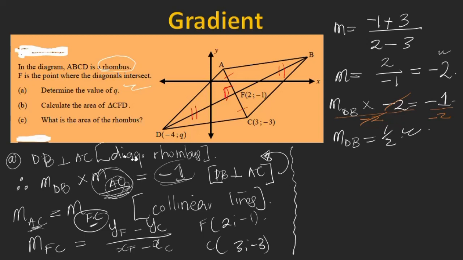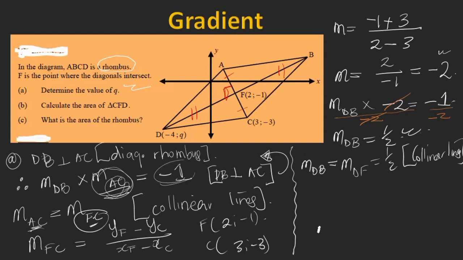Right. And what do I know? I know that dF and dB are on the same line. What do we call those things? Collinear. Right. So if dF and dB are collinear, then it means their gradients are the same, right? So let me put that down. I know that the gradient of dB is equal to the gradient of dF, which is equal to 1. Why? Collinear lines.